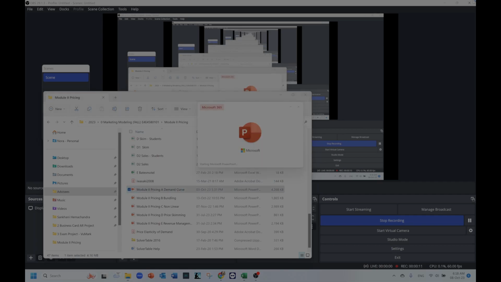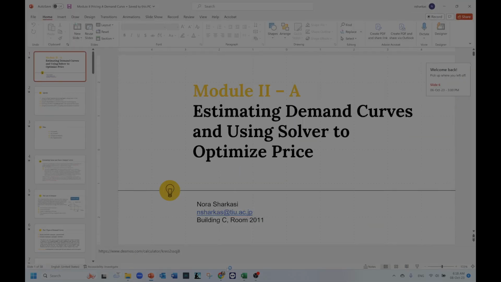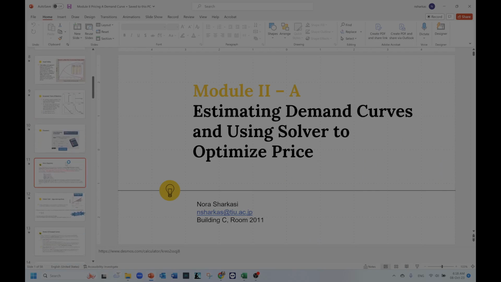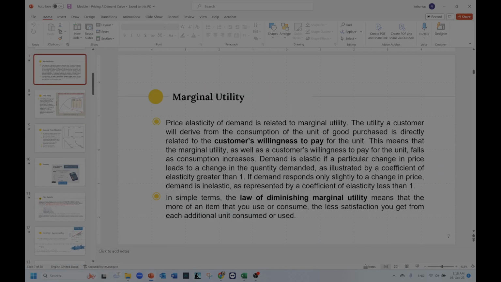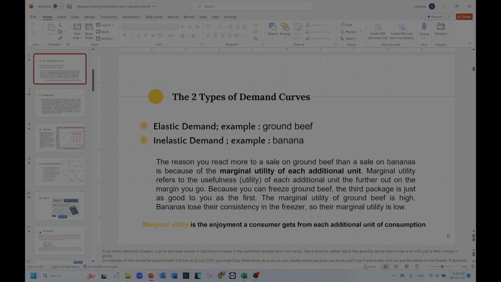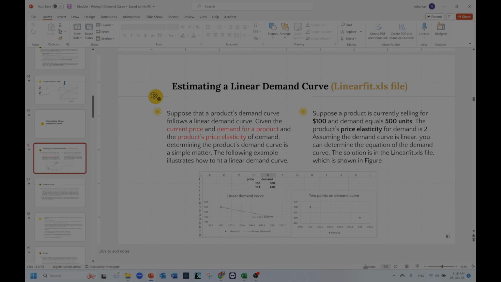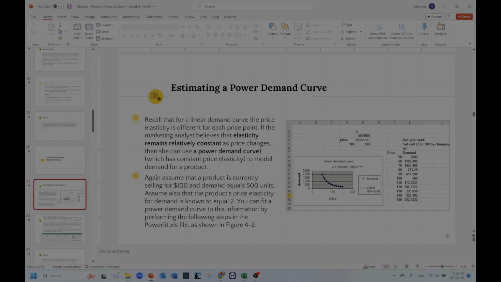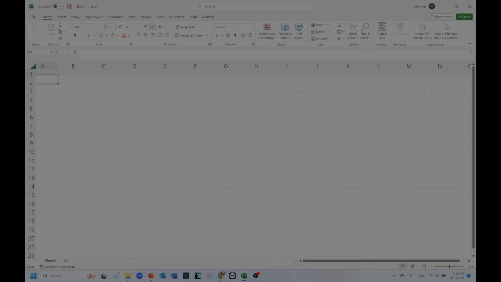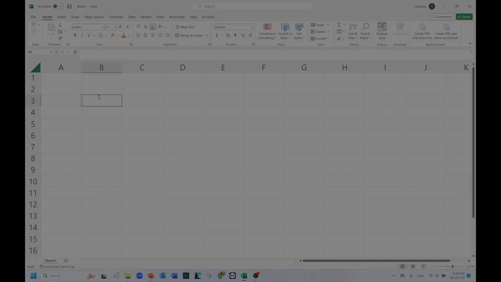Let me tell you where we're getting the initial input for the problem. The question here is estimating linear, we've done that, estimating power. So here, we are assuming that a product is currently selling for $100. So this is the price of the product, the current price. This is the first thing.